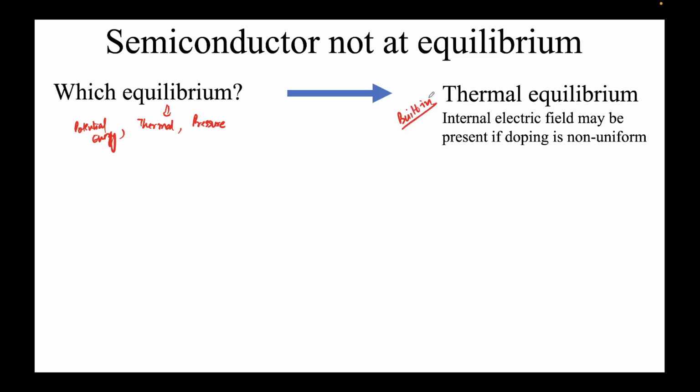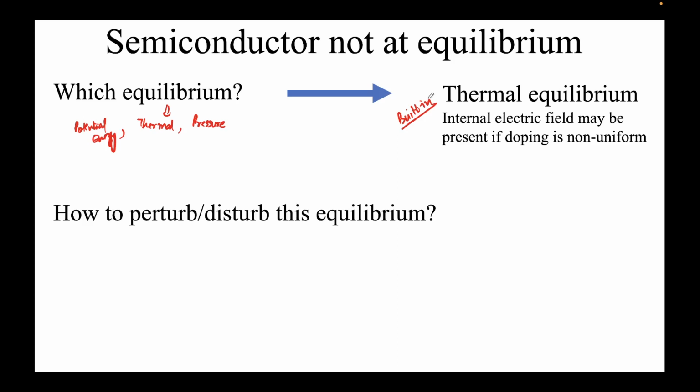Right? It can be present. That does not mean the equilibrium is broken. Okay, we saw if the doping is non-uniform, there can be internal electric fields. But it still is at thermal equilibrium. And usually at such thermal equilibrium, we derive those expressions of n naught equal to Nc to the power of minus (Ec minus Ef) over kT, and all those expressions we have seen in the previous classes, right?